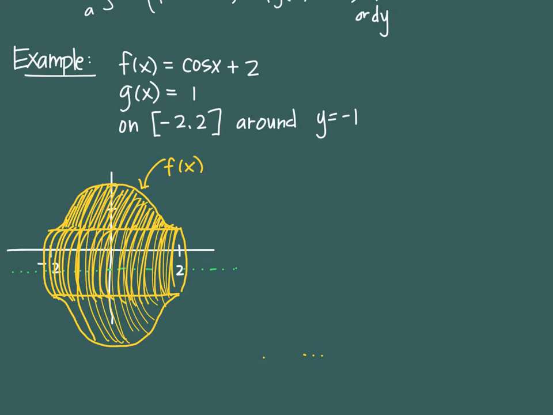Okay, so we're going to set up our volume equation. Our volume is going to simply be the bounds from -2 to 2 of pi. I take the higher of the two functions, which is forming the outer edge, and that was the cosine of x plus 2. And I have to subtract the axis of rotation, which is -1, so that'll be a +1. That quantity will be squared.